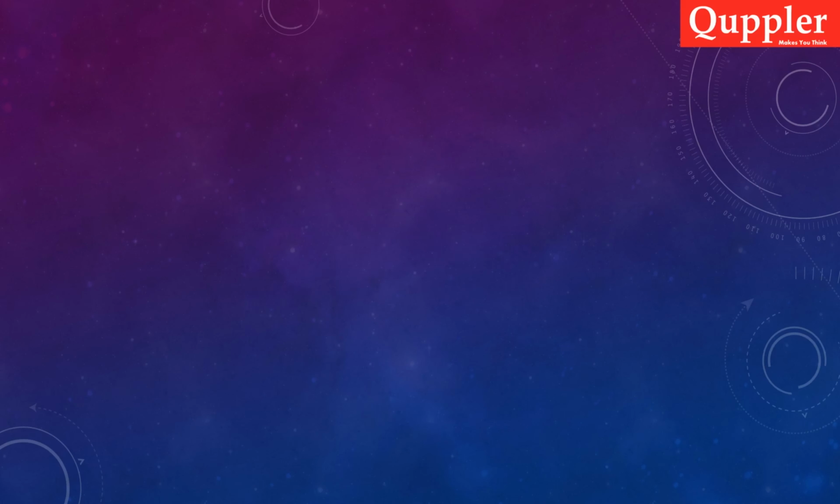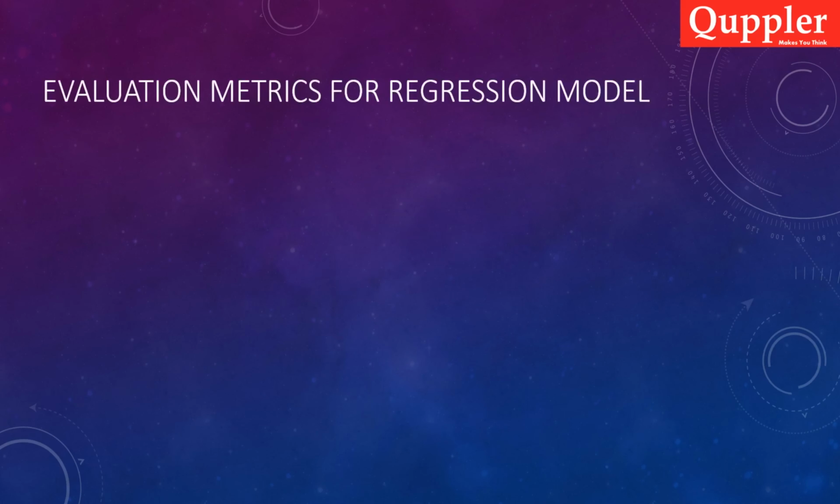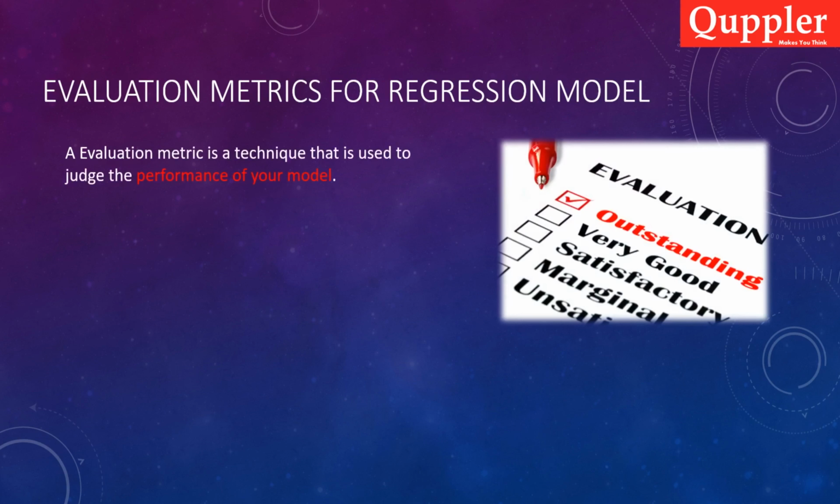The very first thing is knowing what evaluation metrics for a regression model are. An evaluation metric is just a technique that is used to judge the performance of your model. For example, you take an exam against your skill set, and at last they publish the result evaluating your performance, like how well you performed in that particular exam. That is just to evaluate how good you are at that particular skill set.